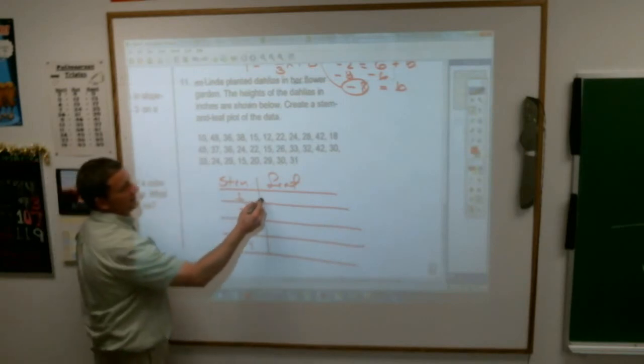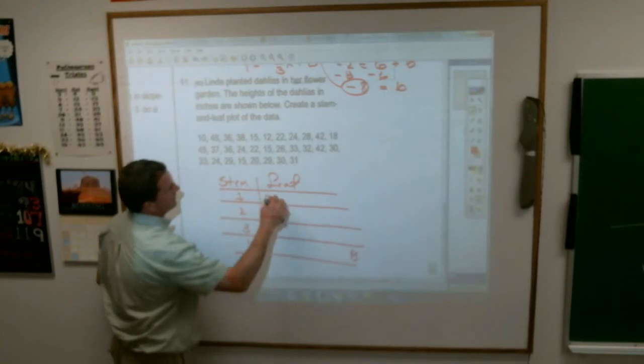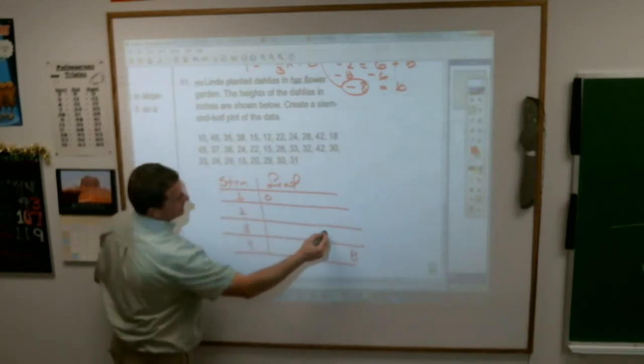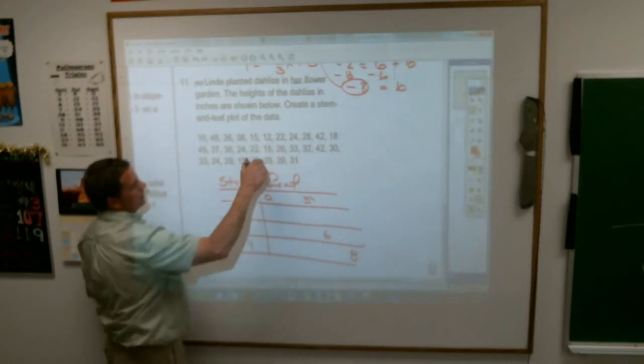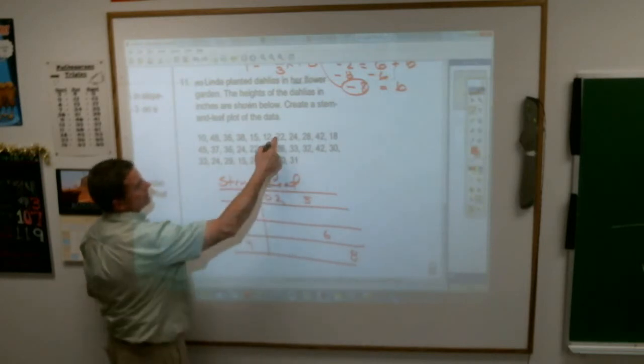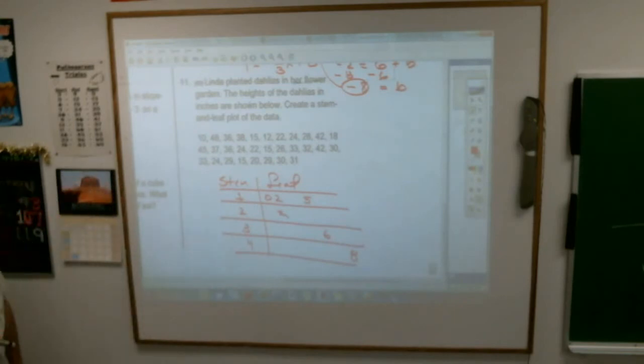10 is a 1 and a 0. 48 is a 4 and an 8. 36 is a 3 and a 6. 15 is a 1 and a 5. 12 is a 1 and a 2. 22, and you just do that for all of them. Does that go in order? Yes. Which makes it a little tough because you gotta think ahead a little bit. You don't wanna put the 0s and the 8s next to it.